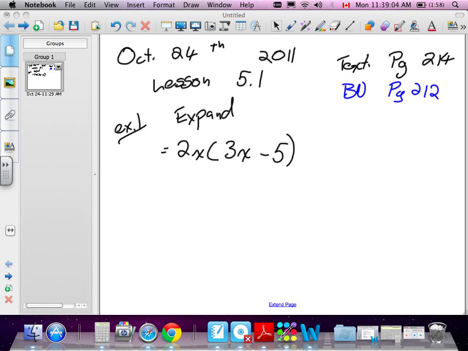Okay, today is October 21st, 2011. We are on lesson 5.1. We've jumped ahead to chapter 5. Textbook page 214, blue notebook page 212.